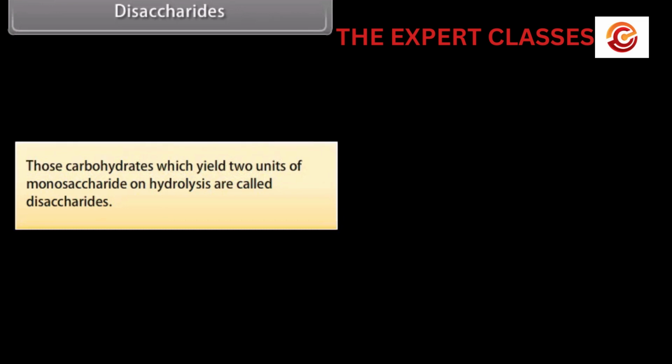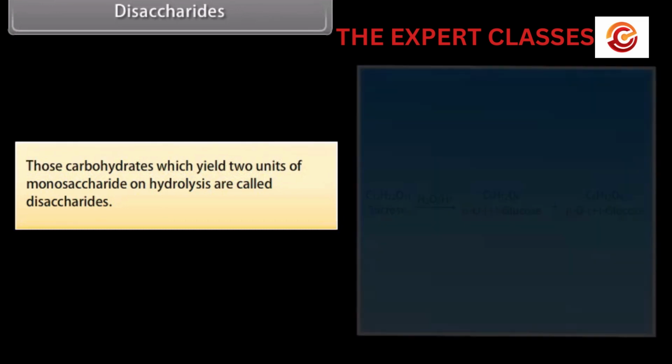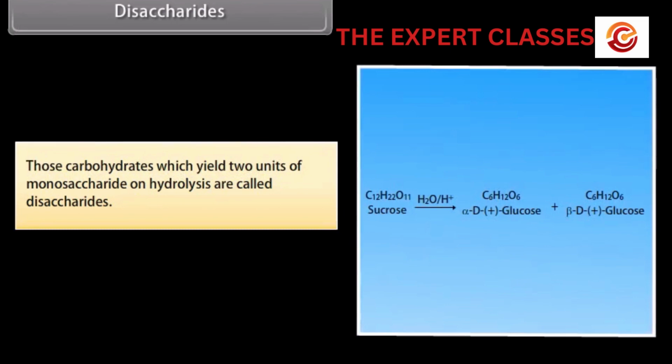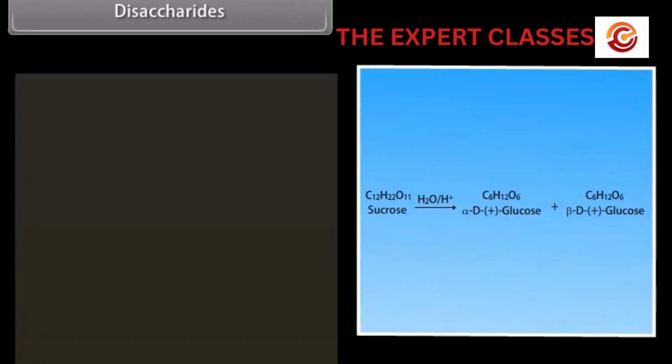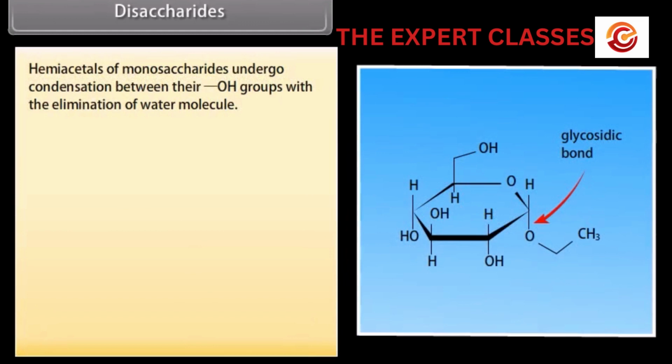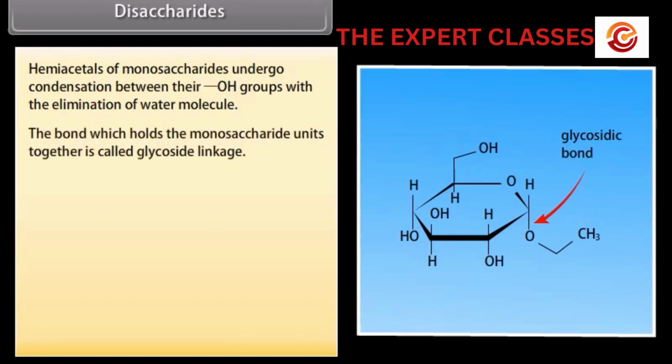are called disaccharides. For example, sucrose yields alpha-D-glucose and beta-D-fructose on hydrolysis. This means that disaccharides are formed by condensation reaction between two monosaccharide units. Hemiacetals of monosaccharides undergo condensation between their OH groups with the elimination of a water molecule. The bond which holds the monosaccharide units together is called glycoside linkage.